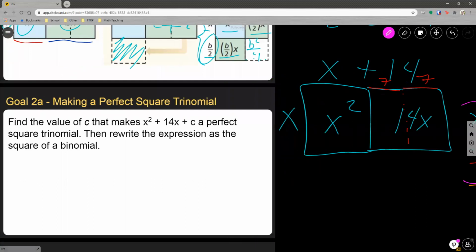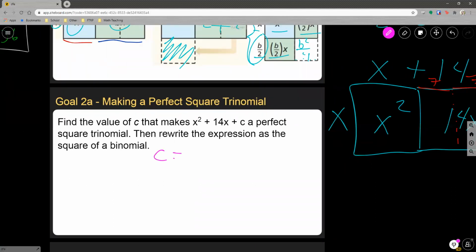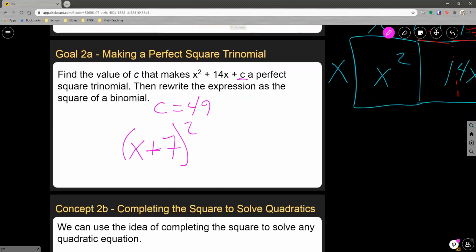So going back here, the value of c would be 49, and my expression as a square of a binomial would just be x plus 7 squared. That's it. So I've built a perfect square trinomial by finding my c value, and then I converted it back to a binomial. So let's go ahead and continue.